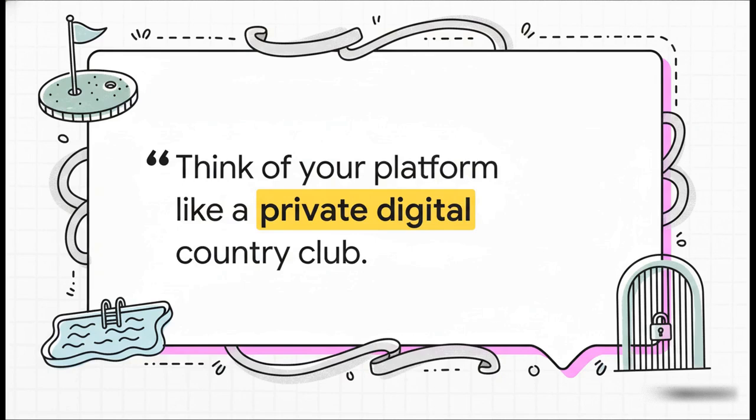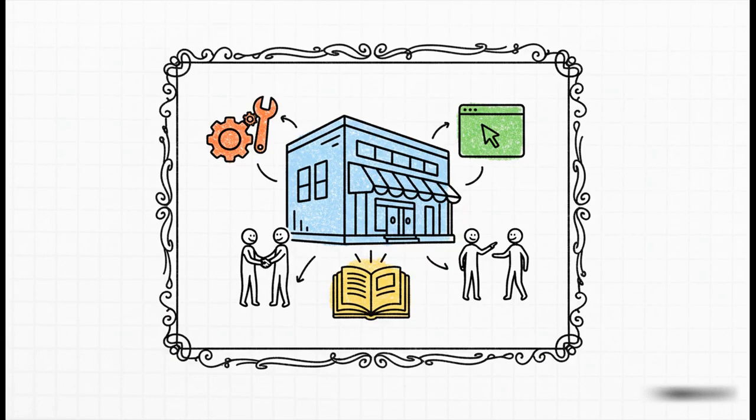Okay, so to get our heads around all this, there's one core idea you've got to hold on to. And it's a great one. Think of this platform, SilentBot, less like an app and more like a private digital country club. Seriously, once you see it that way, every other piece of the puzzle just clicks. So what kind of club are we talking about here?